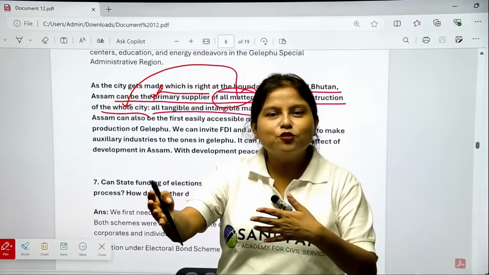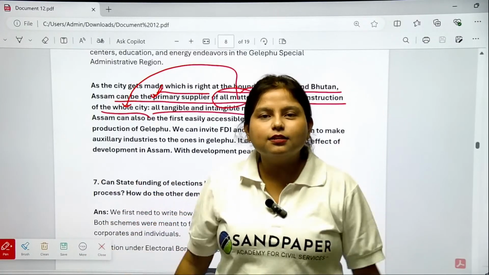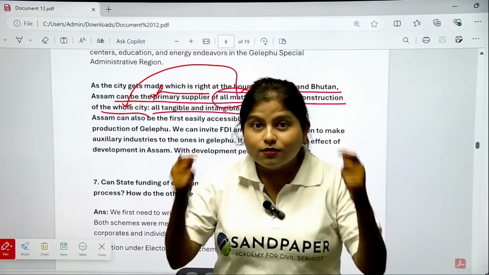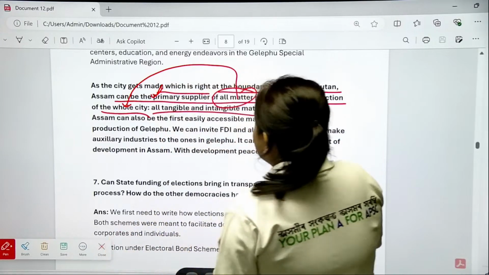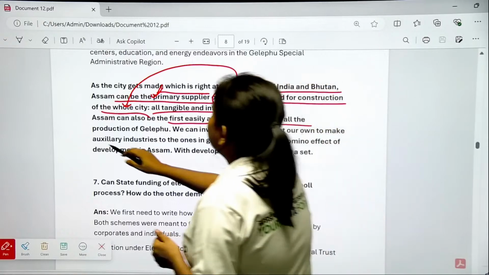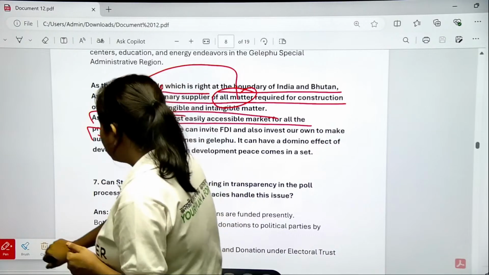Some type of Assam can do some type of association with Bhutan and the construction, whatever is going on their part, ki we can provide you the merit, the technological know-how, le lo. That is also one way. Assam can be the first easily accessible market of all the production of Gelefu. Markets are always the highest.